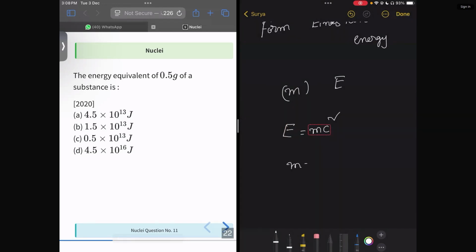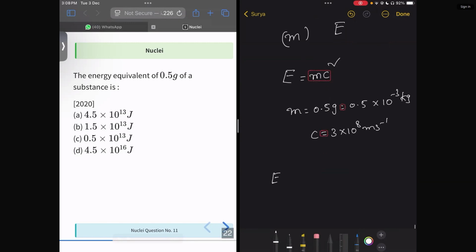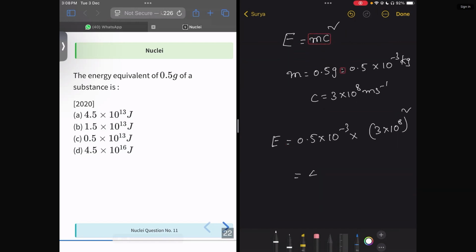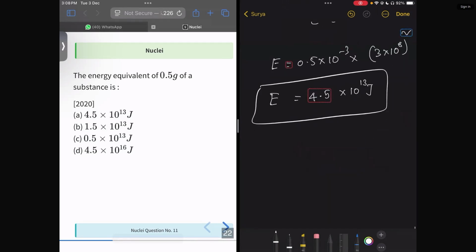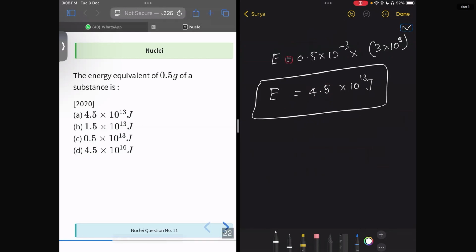So m is 0.5 gram, which means 0.5 into 10 power minus 3 kg. What is c, the velocity of light? 3 into 10 power 8 meter per second. If you substitute back in the formula, 0.5 into 10 power minus 3 into 3 into 10 power 8 meter per second whole square, you will get 4.5 into 10 power 13 joules energy. Option D is the right answer.